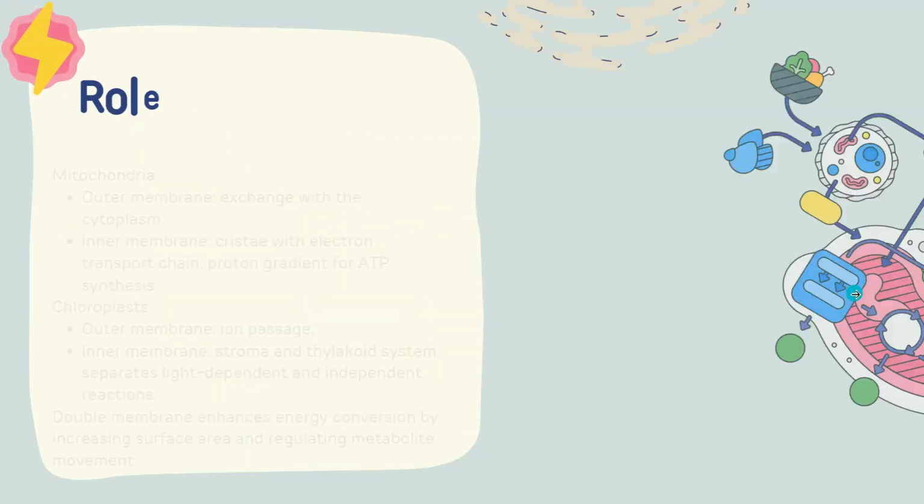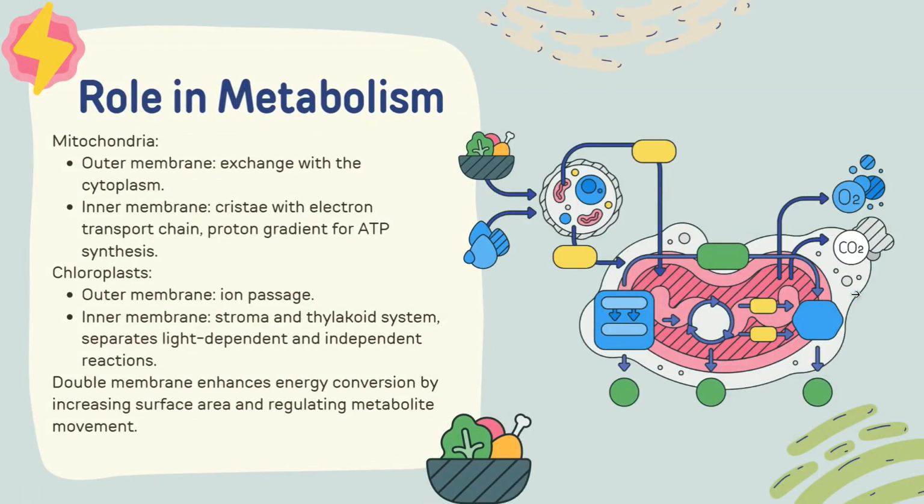But why is the double membrane important? It enhances the organelle's function in metabolism. In mitochondria, the inner membrane is folded into cristae, increasing the surface area for the electron transport chain to generate ATP. In chloroplasts, the inner membrane surrounds the stroma and thylakoid system, allowing light-dependent and light-independent reactions to occur efficiently in several compartments. This compartmentalization and increased surface area are crucial for energy production, making these organelles highly specialized and efficient.